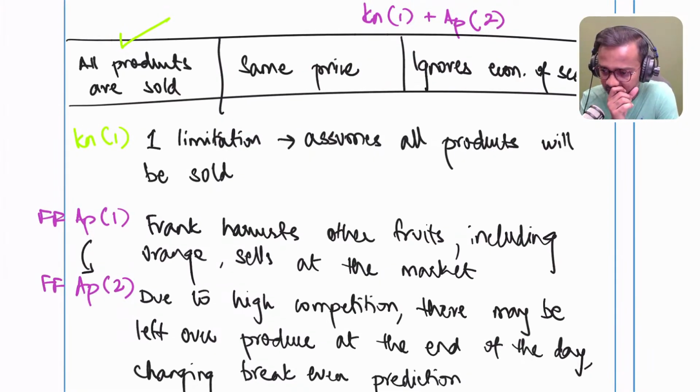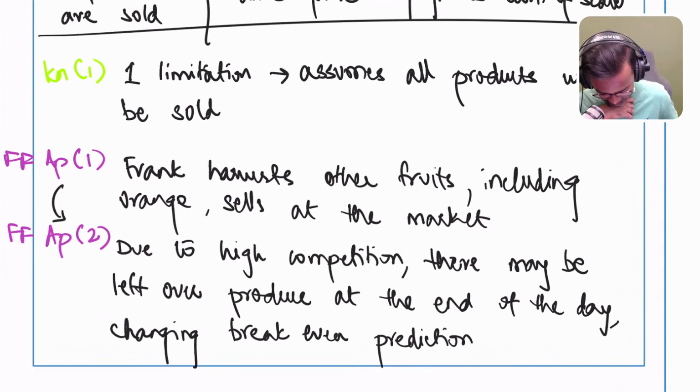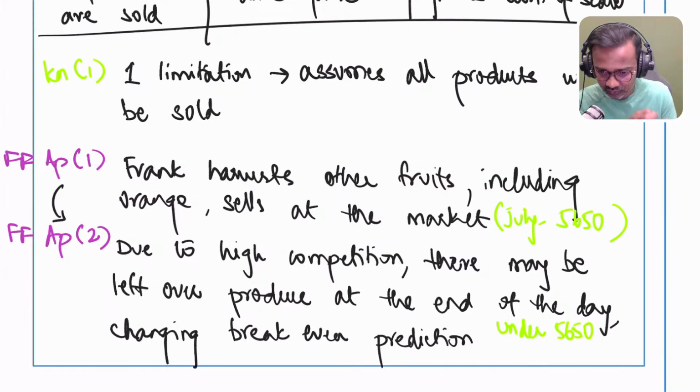Everybody okay with that? You don't necessarily have to, but if you can, that would be good. So you could say here that he was planning to sell in July. Here I could have mentioned that in July he's planning to sell 5650 oranges, and he may sell under 5650. So using the numbers here will make your application better. But this particular one wasn't asking about the number, more so the qualitative side of break-even analysis.